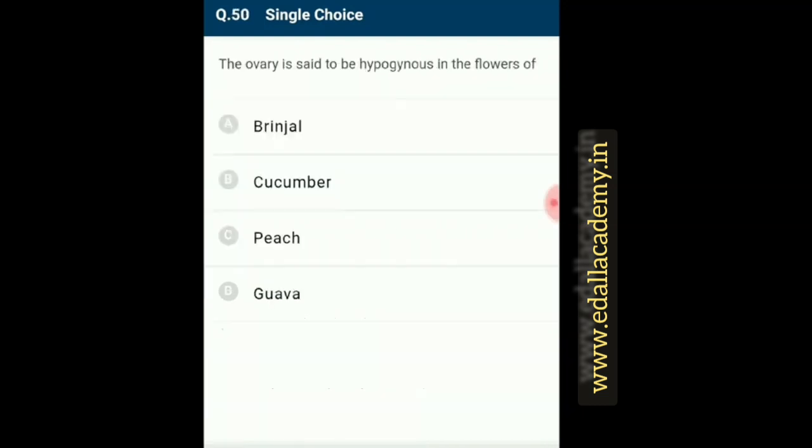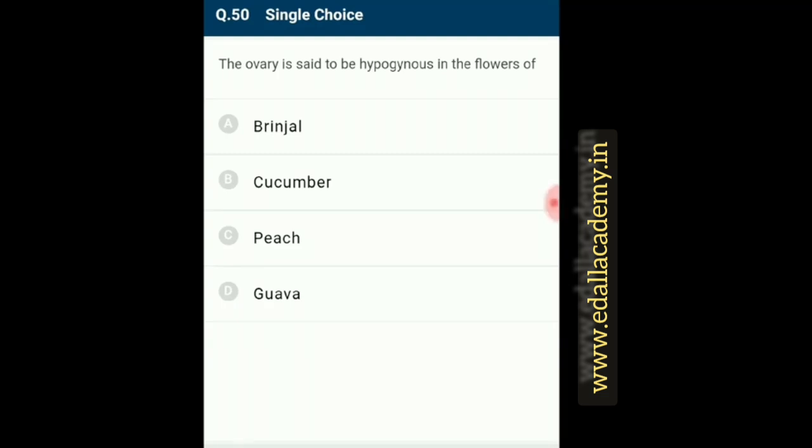Question number 50. The ovary is said to be hypogynous in the flowers of. The flowers of angiosperm plants can be categorized depending on the arrangement of whorls around the gynoecium. Epigynous flowers have an inferior ovary, as the thalamus surrounds the ovary and may even fuse with it. The other whorls develop over the thalamus. This arrangement is shown in guava, cucumber, and ray florets of sunflowers.